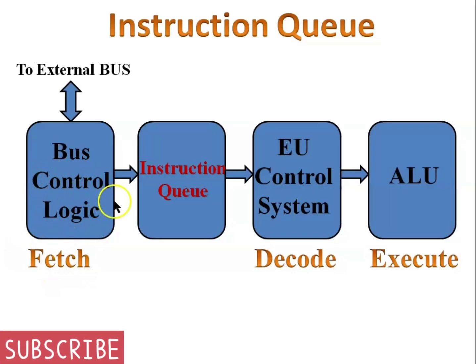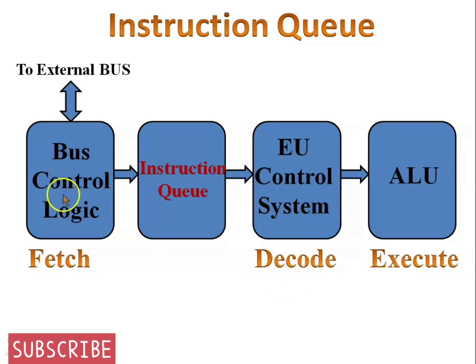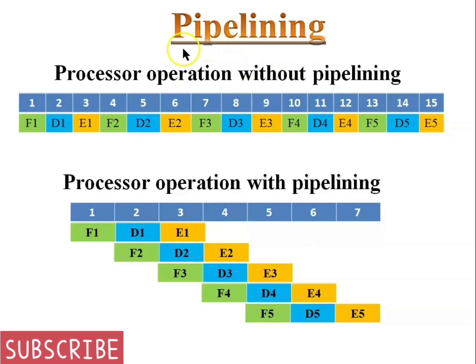If the bus control logic is done fetching the current instruction, it may have to guess what the next instruction to be fetched is. Then the EU control system won't have to wait for the next instruction to be fetched once it has completed decoding of the current instruction. And once EU control system has finished decoding of current instruction, it will decode the next instruction guessed and fetched by the bus control logic. Then the ALU won't have to wait for fetch and decode of next instruction.